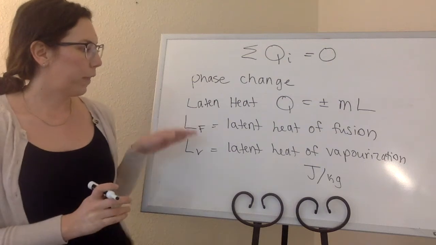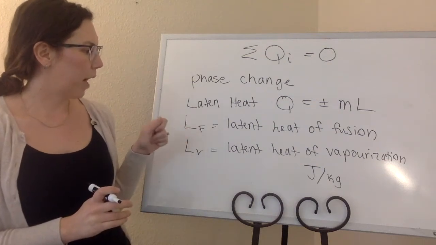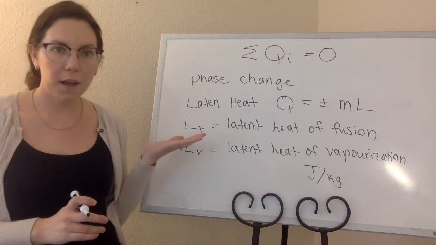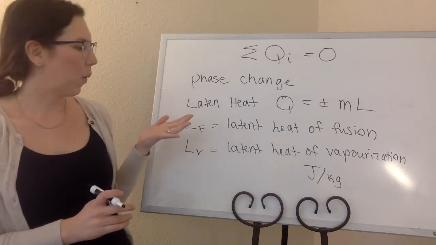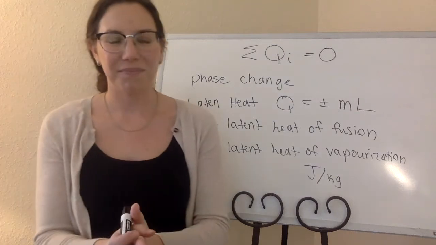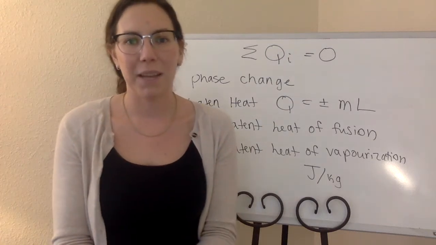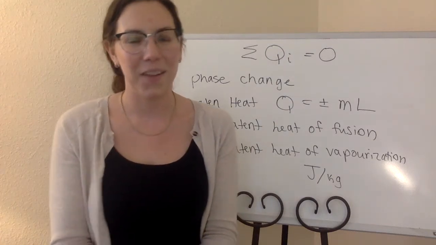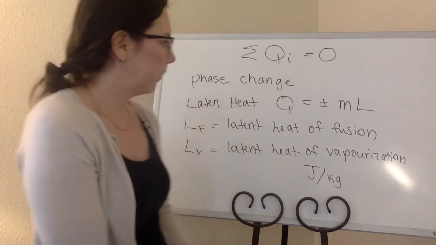So these are specific to the substance. So you can look up a latent heat of fusion for water or for any other substance that you need. You can find those values usually in a chart, and if you look in my lecture slides, there is a chart there as well, or it will be given with the problem.